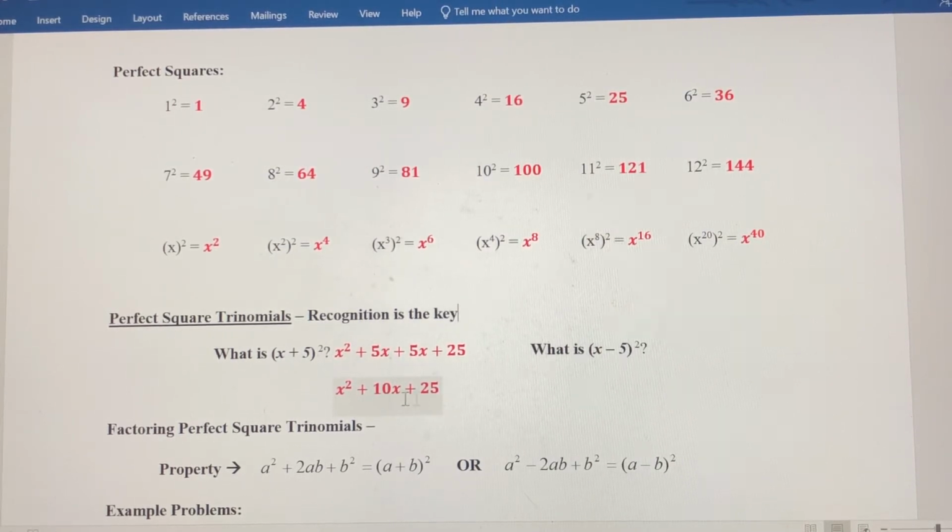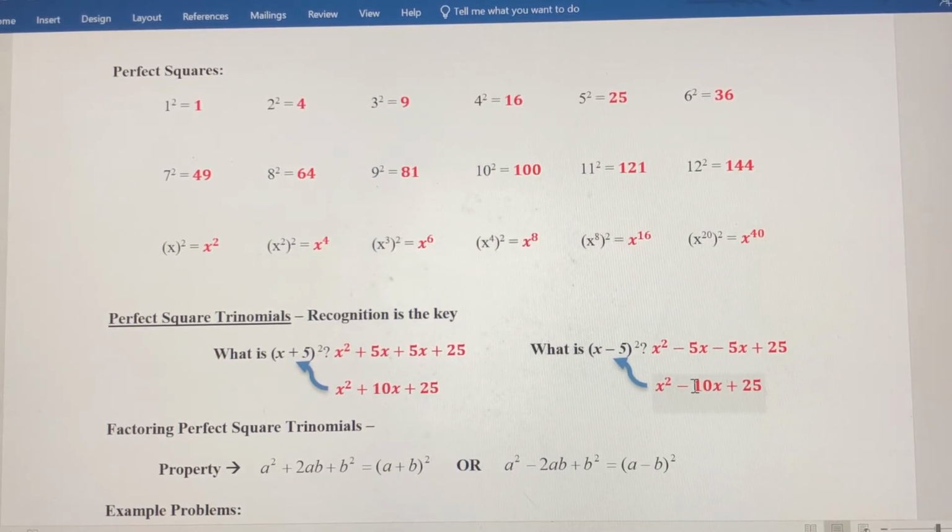So this is considered a perfect square trinomial because it is a binomial, x plus 5, to the 2nd power. When we factor it, our answer is going to look like what we started with. Same thing over here. We've got a binomial to the 2nd power. If I break this down and do x minus 5 times x minus 5, this is what I'm going to get. Notice I've got 2 of these negative 5x terms. When I combine those, I get negative 10x. So this is also a perfect square trinomial because it is a binomial to the 2nd power that produces this.